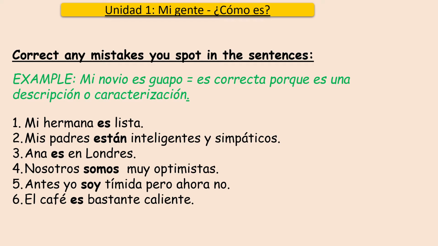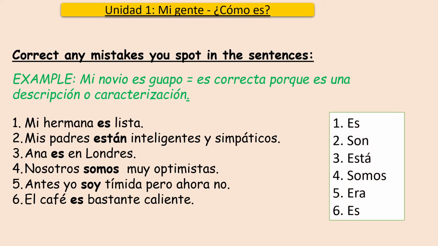Okay, brilliant. So hopefully you have the following answers. Number 1 is correct. There's no mistakes there. Mi hermana es lista, because you're saying my sister is intelligent. She's clever. Mis padres, it should be son, because again, you're describing them. Inteligentes y simpáticos. Ana es en Londres. This should be está, because you are saying Anna is in London. She is physically somewhere, so we're talking about location.